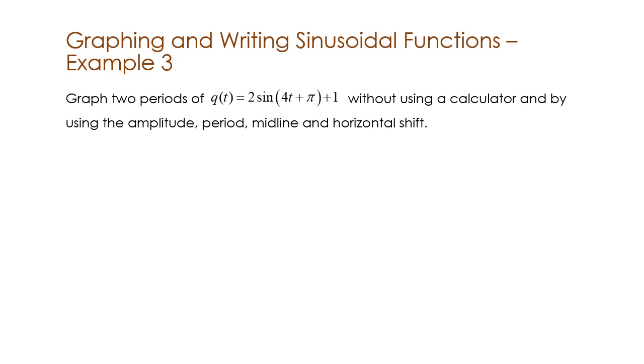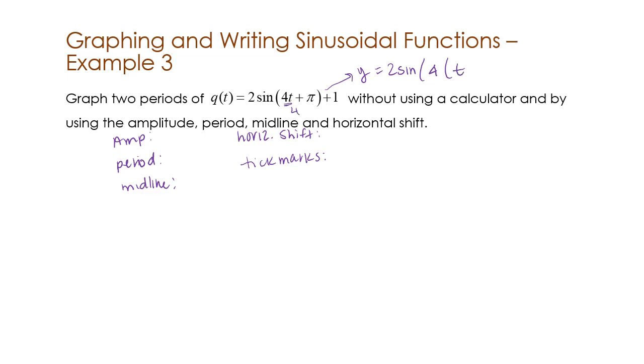Okay, so now if we have this, and again, same kind of deal. We're going to write out the amplitude, the period, the midline, the horizontal shift, and the tick marks. Okay, so let's first go through and factor that 4 out. When I take the 4 out, that's just left with a t, and that becomes a plus pi over 4.